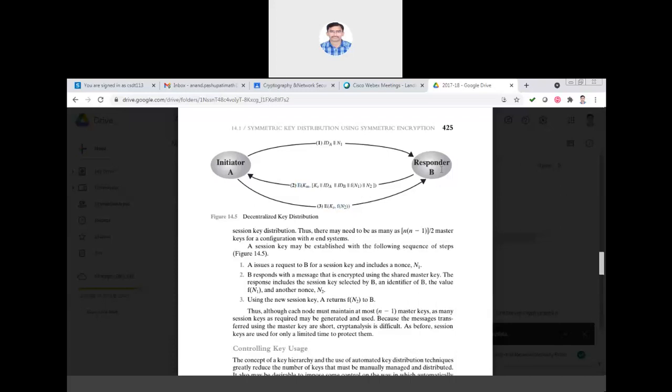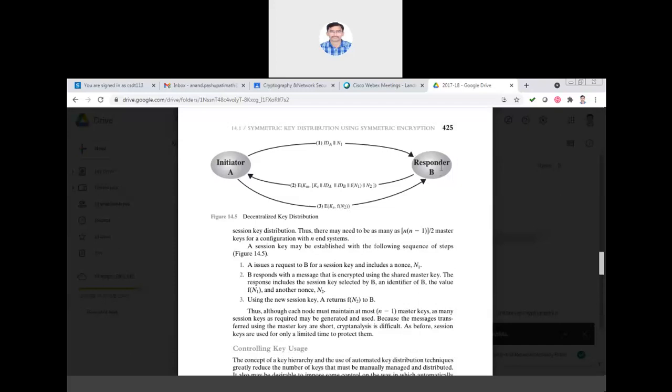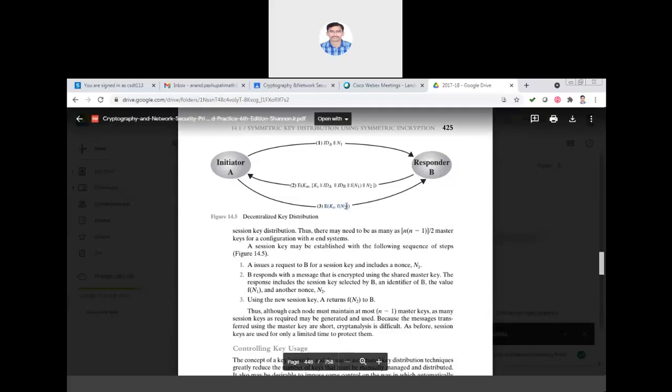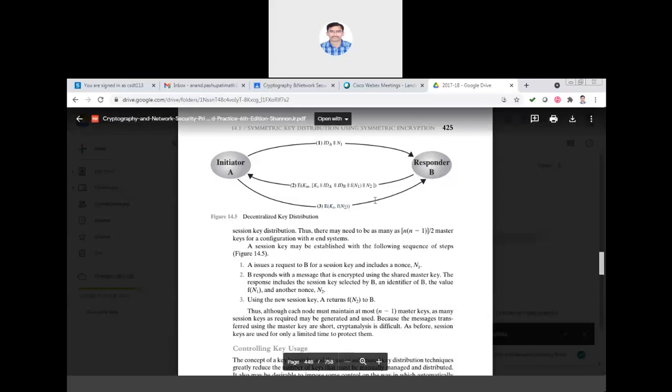Now B has the session key with him, as B knows the session key, B can easily decrypt this message, the third transaction, and B confirms that the nonce which was sent to A is proper. It means A is a valid user, a trusted user. So now A and B can trust each other, and they have successfully shared the session key, and hence the distribution of key can happen.